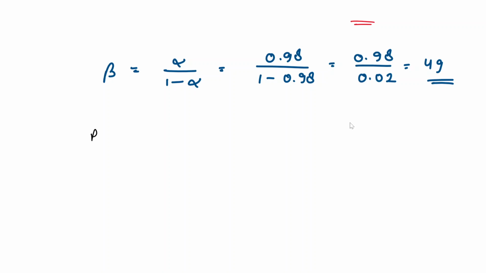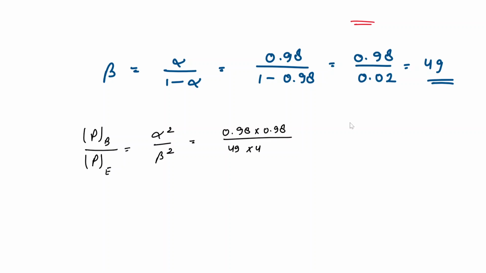So power gain in case of common base divided by power gain in case of common emitter is equal to, R out by R in will get cancelled out, so we will be left with alpha square upon beta square. The value of alpha is 0.98 times 0.98 divided by 49 times 49. If you do the maths, the ratio will come out to be 1 by 2500. This is the ratio that turns out.